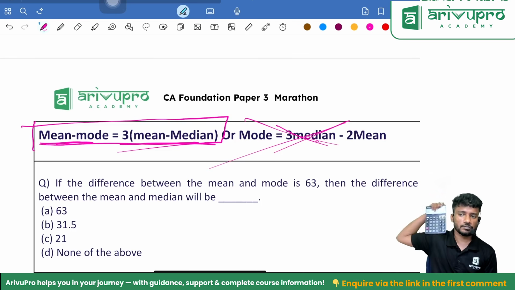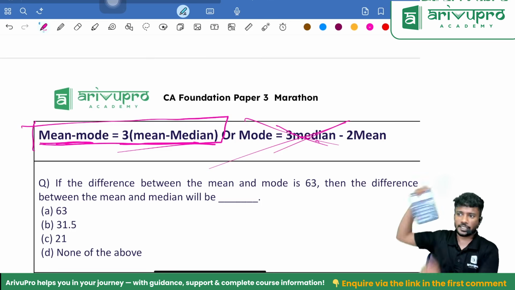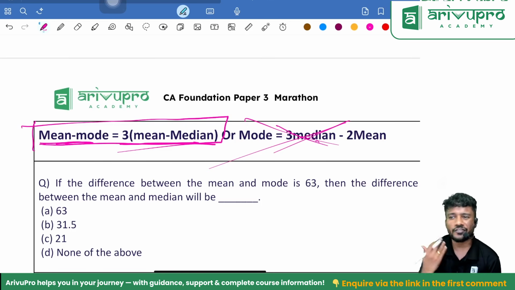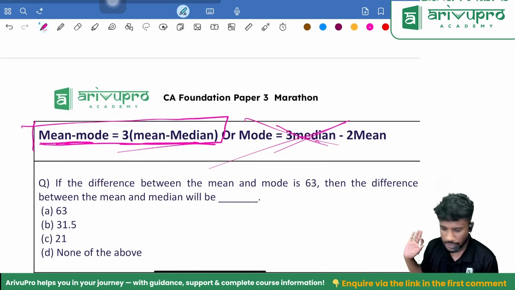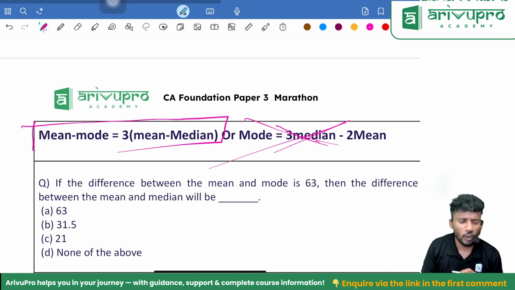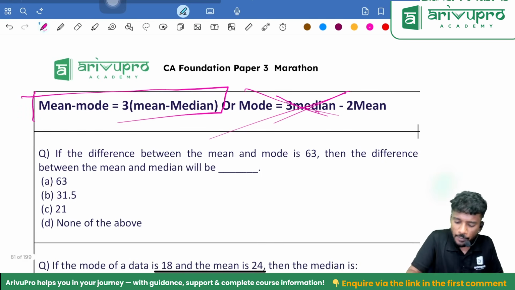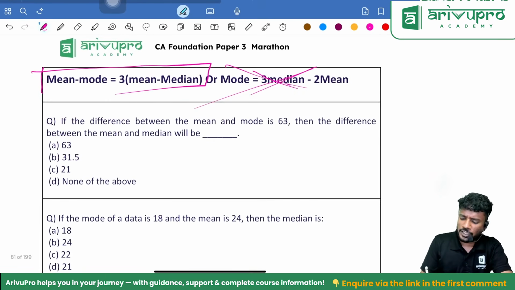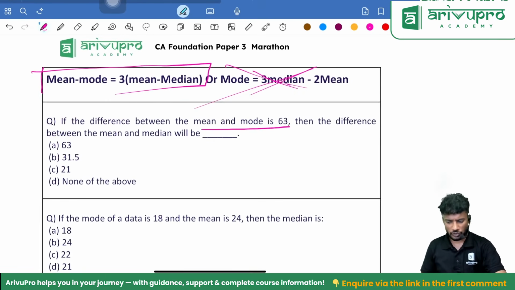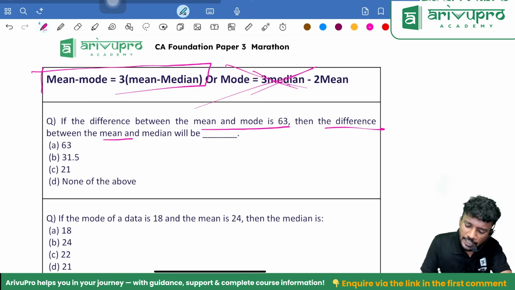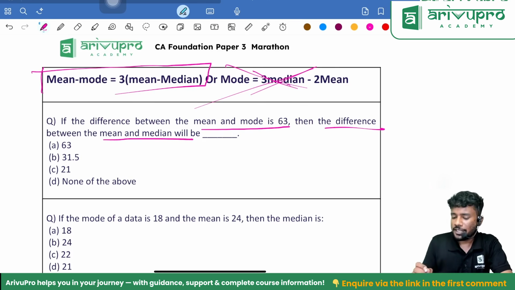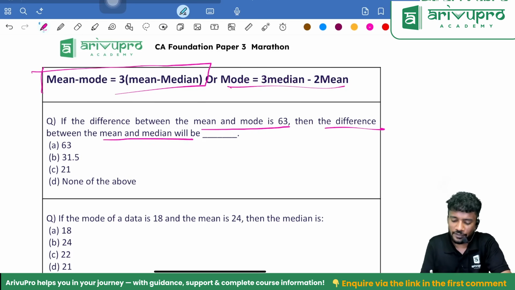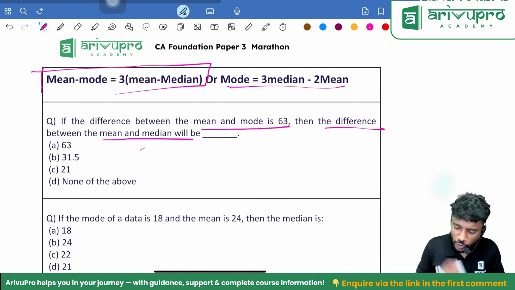With a calculator, we can solve a lot of questions. So, mean minus mode is equal to 3 into mean minus median. Now, read the question, people. The difference between mean and mode is 63. The difference between mean and median will be how much? The funniest part is, if you only know the second formula, it will be difficult for you to find the first formula.